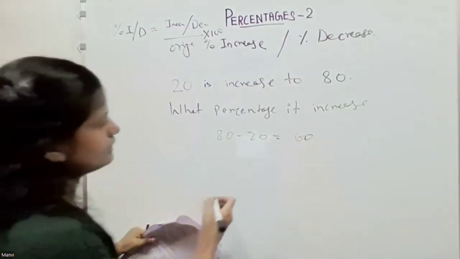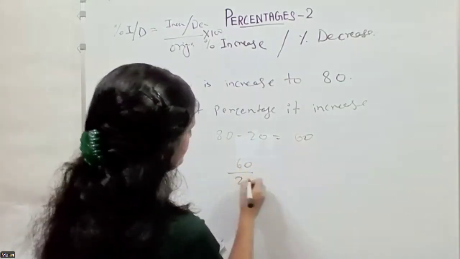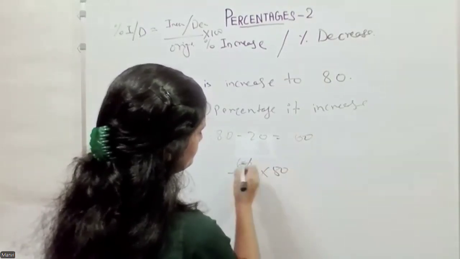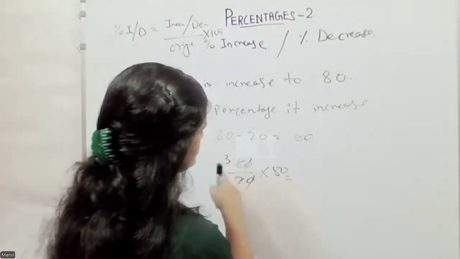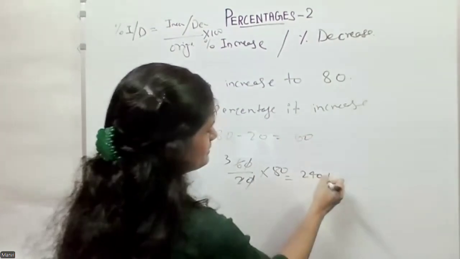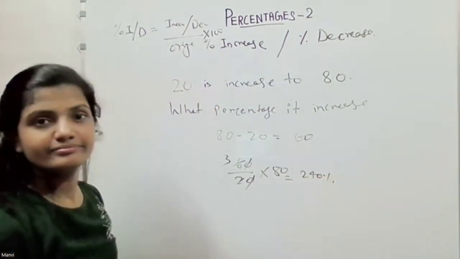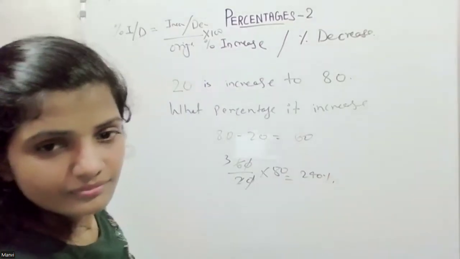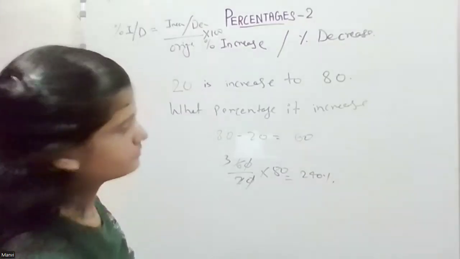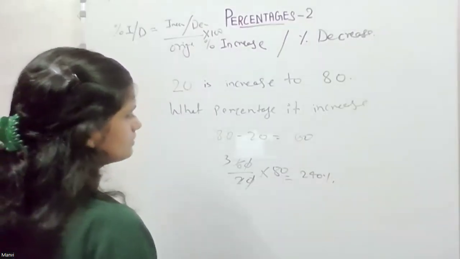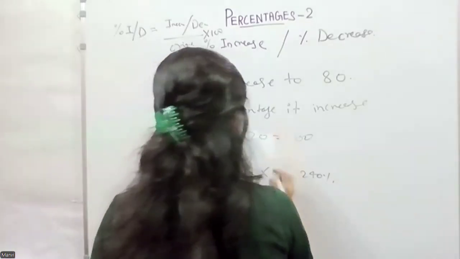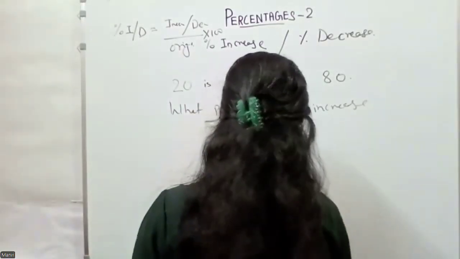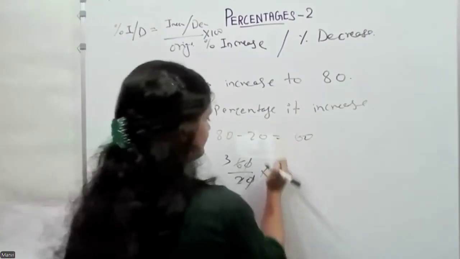Now, this 60 by 20 times 80. It increased by 240%. I thought it was 160, but it was 80. I thought 180 to 20. It's actually 80 to 20. Times this with 100. Oh no.